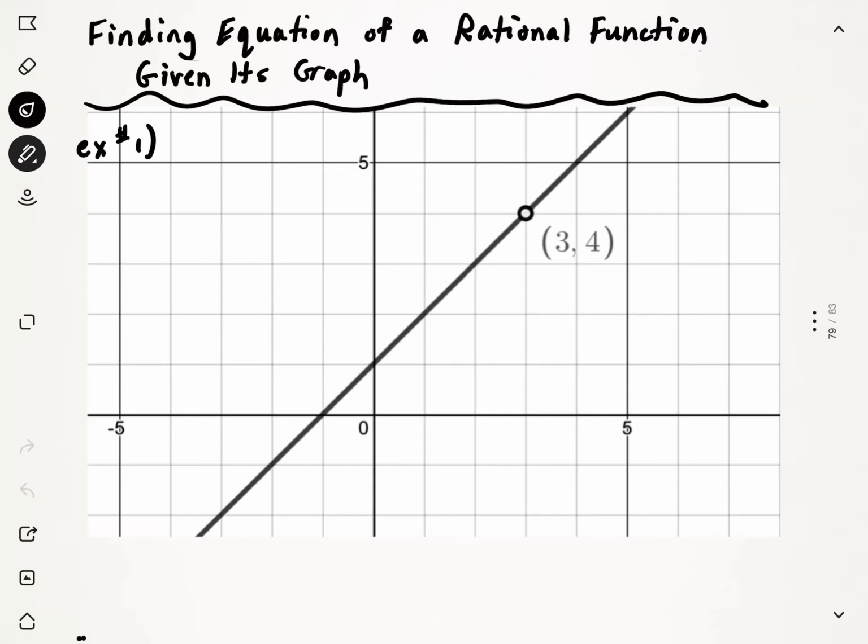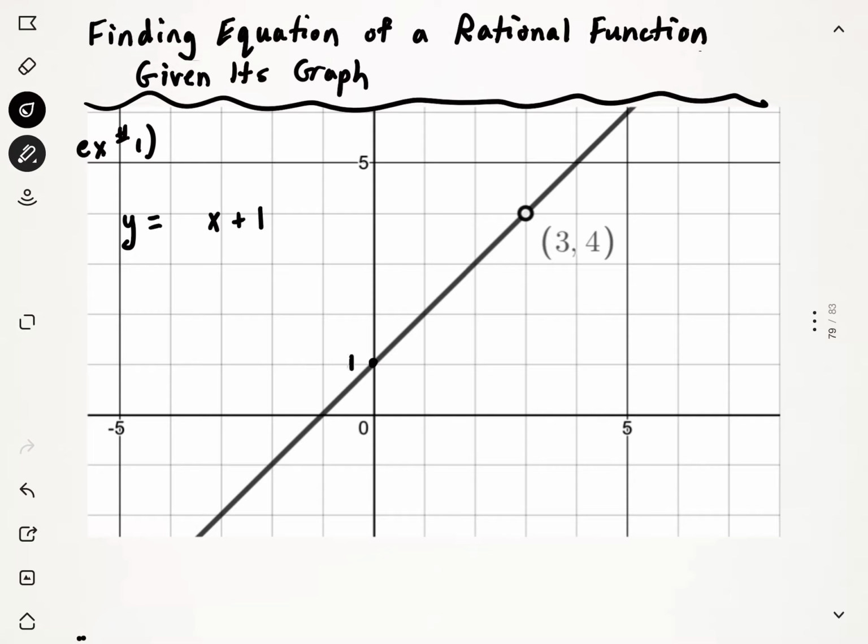So this first one isn't a rational function, it's just a linear function. So this is an easy one to start off with. Okay, linear functions, you can start by getting the y-intercept and the slope. So you can see that the y-intercept is a positive 1. So we just write the equation like the equation of a line where we have y is equal to mx plus b. We have a y-intercept of positive 1.